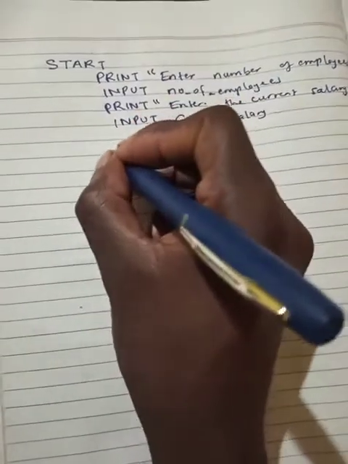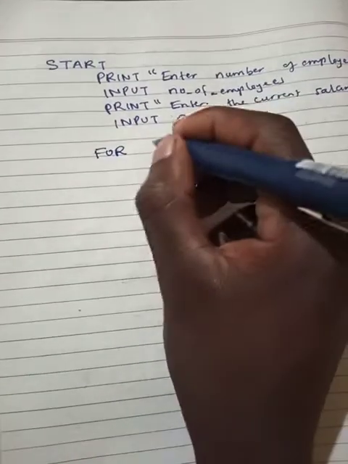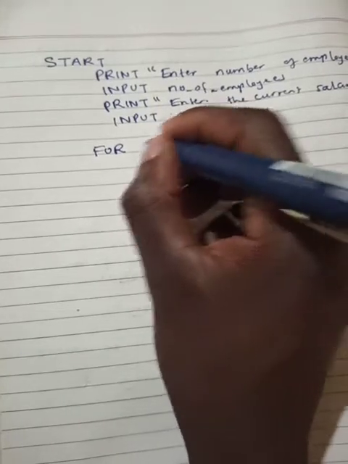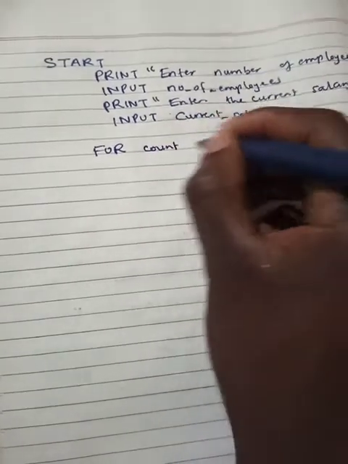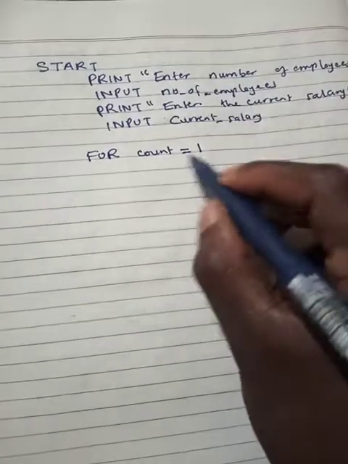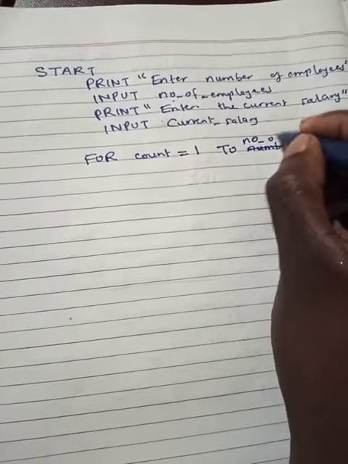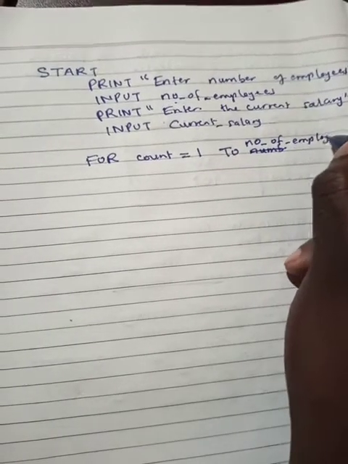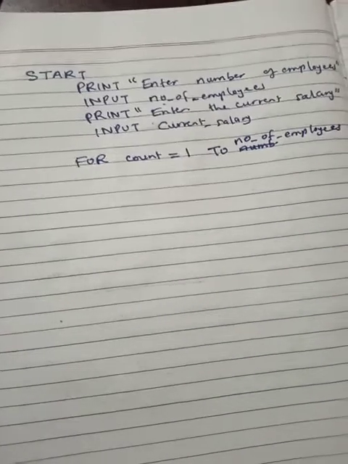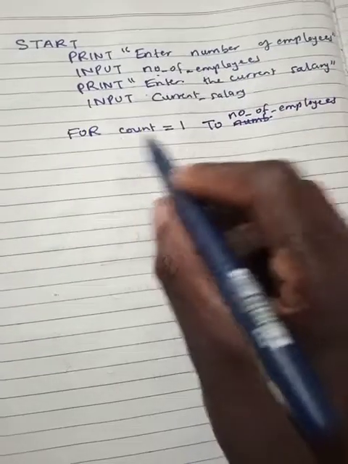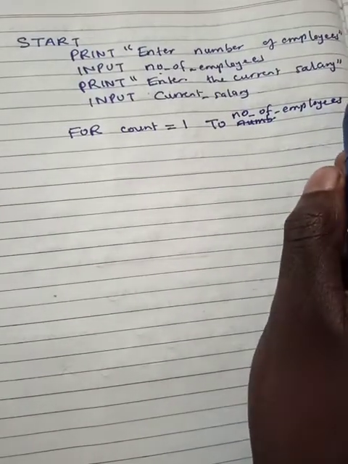So you can say for count equals 1, which means you are reading from the first employee, to number of employees. You can see I'm using the for loop just to traverse, to move through it one by one. So for count equals 1 to number of employees, this is the maximum.